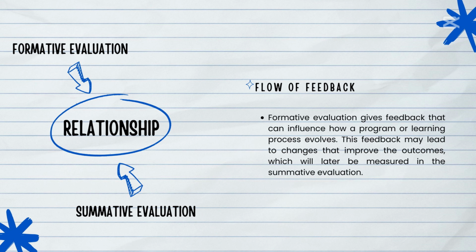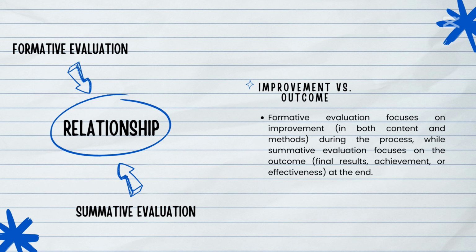Next, we have the flow of feedback. So formative evaluation gives feedback that can influence how a program or learning process evolves. This feedback may lead to changes that improve the outcomes, which will later be measured in the summative evaluation. Lastly, we have here the improvement versus outcome. So formative evaluation focuses on improvement in both content and methods during the process, while summative evaluation focuses on the outcome at the end, including the final results, achievement, or effectiveness.